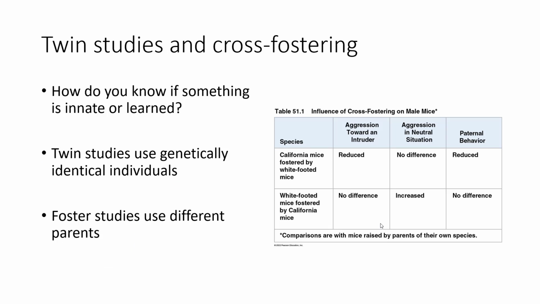How do we know if something is innate or learned? Well, we can do twin studies where you separate twins at birth and give them to different environments, such as was done in your example of cross-fostering in mice in your book. Twin studies use genetically identical individuals, so you know the only thing that changes is the environment in which they're raised. Fostering uses different parents to see what the conditions of raising are.